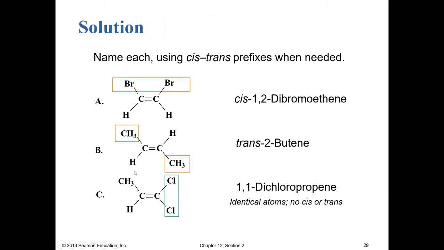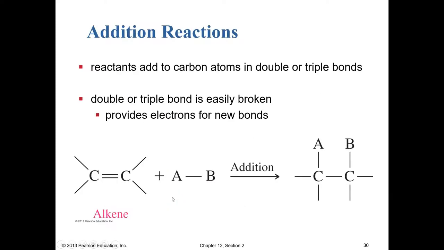And this one we don't have, we have identical atoms on this side, so it's not the same. So now let's just talk about the reactions that these alkenes can go through. And these are the same that alkynes can go through as well. But we're more likely going to see them in alkene versions.